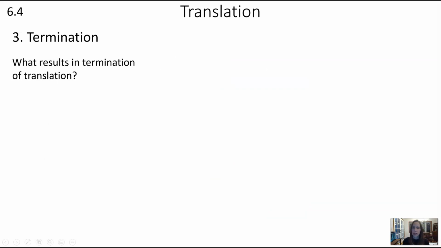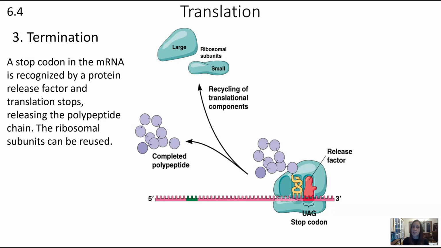Last step, termination. What results in the termination of translation? That's a stop codon. When we get to a particular codon, UAG, that signifies stop. Instead of connecting with a tRNA molecule, that codon connects with a release factor. So a stop codon in the mRNA is recognized by a protein release factor, and translation stops. This releases the polypeptide chain. If you remember, the amino acids, when they're all being built together into a polymer, is a polypeptide.